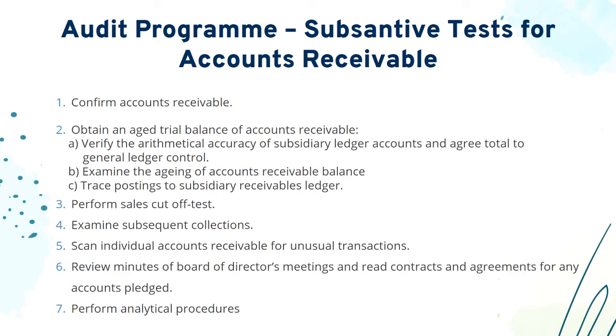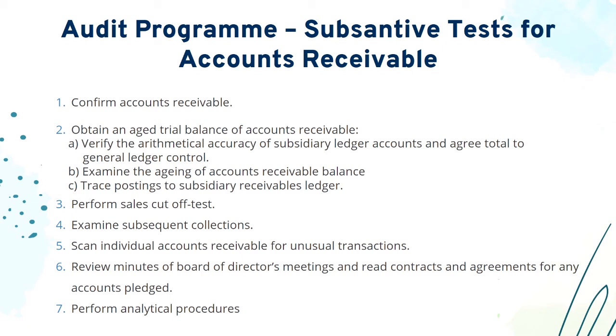Next is substantive test for accounts receivable. Okay, there are 7 things to do. First thing first, auditor needs to confirm accounts receivable, and then they need to obtain an aged trial balance of accounts receivable. So there are 3 things, which are: first is verify the arithmetical accuracy of subsidiary ledger accounts and agree total to general ledger control. And then examine the aging of account receivable balance. And the last one is trace posting to subsidiary receivables ledger.